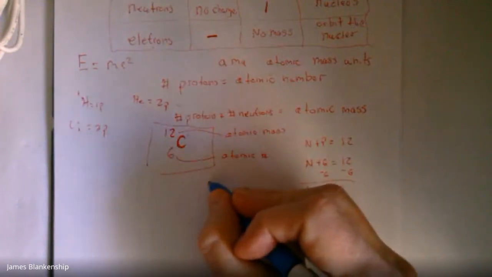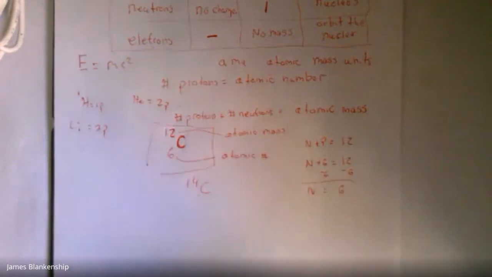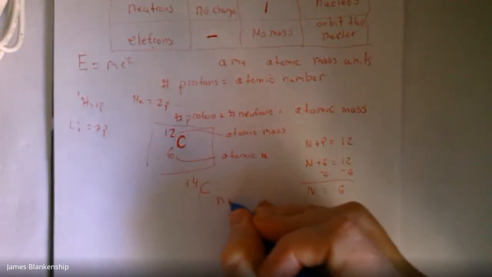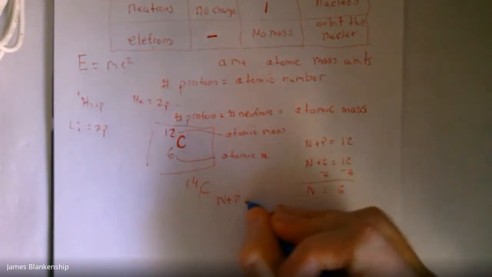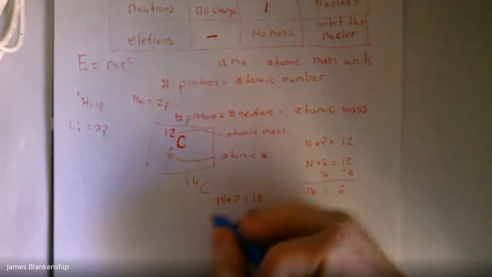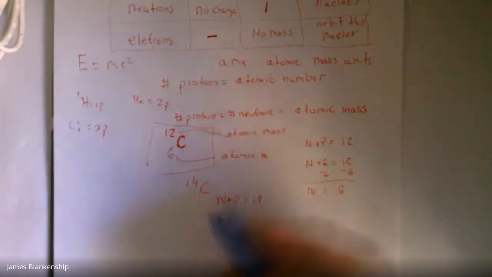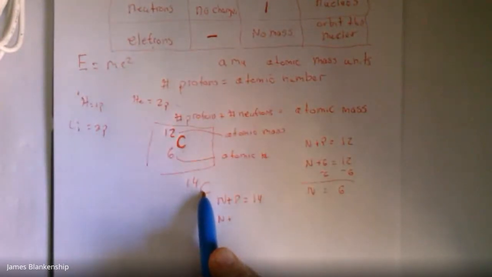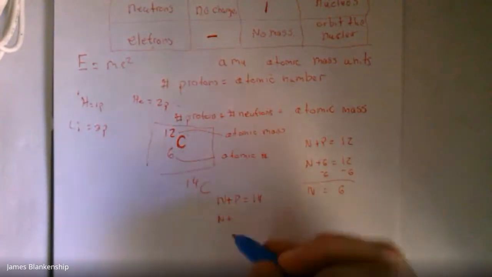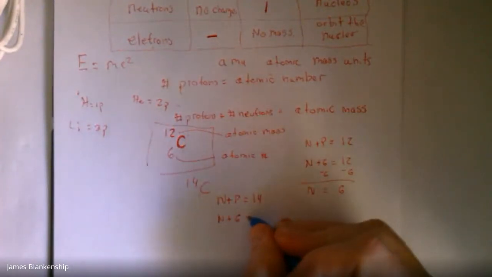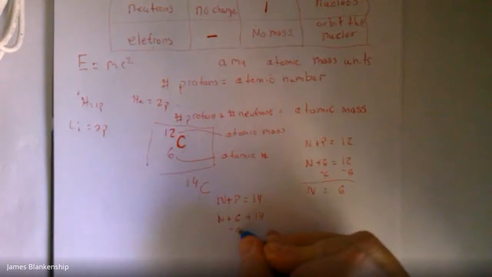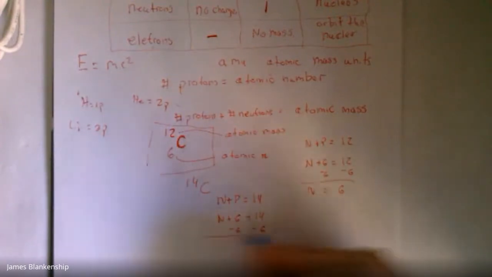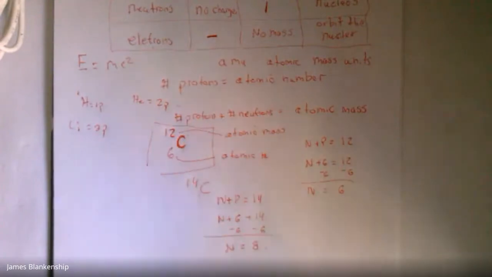If you had something like carbon 14, you would work it the same way. You'd say neutrons plus protons equals 14. All carbons have 6 protons; if it doesn't have 6 protons, it's not a carbon. So neutrons plus 6 equals 14, minus 6, minus 6. So carbon 14 winds up having 8 neutrons.